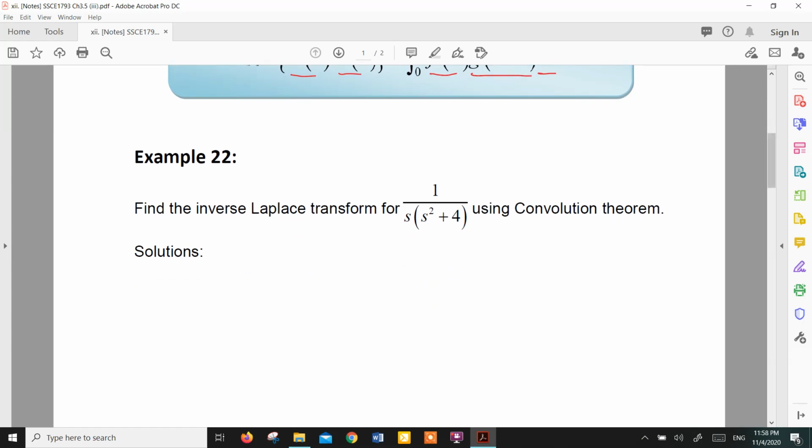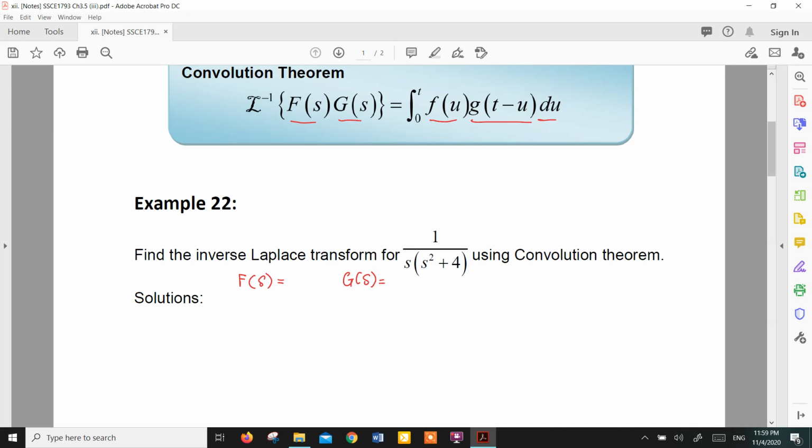Example 22. Find the inverse Laplace transform for this function by using convolution theorem. Okay, so firstly you need to find your F(s) and your G(s). This is the formula. So your F(s) is 1 over s, and this is F(s) times G(s), so 1 over s times 1 over s squared plus 4. So your F(s) is 1 over s, your G(s) is 1 over s squared plus 4.